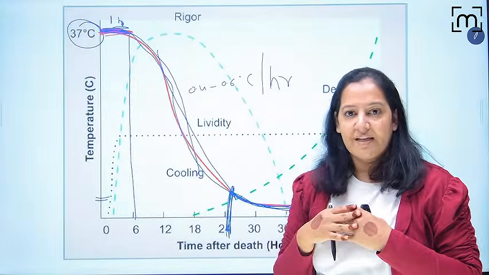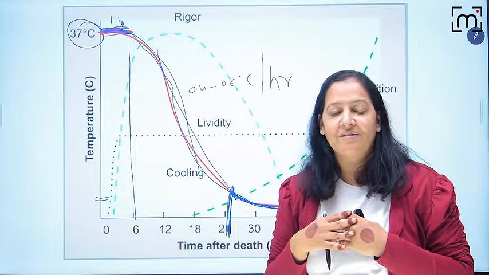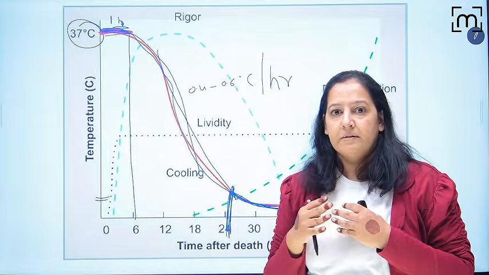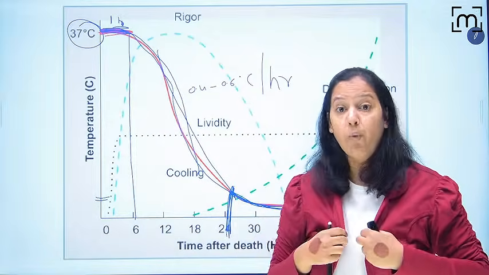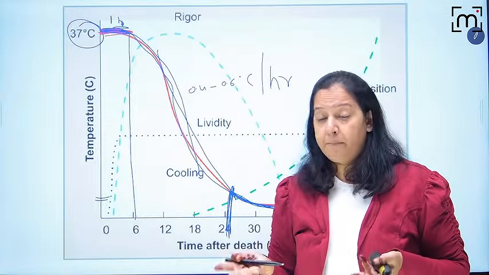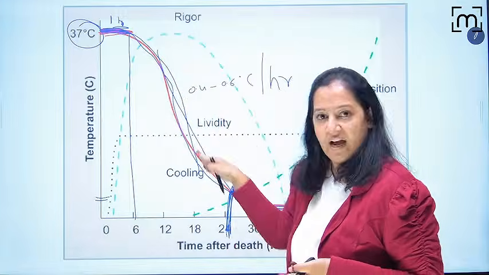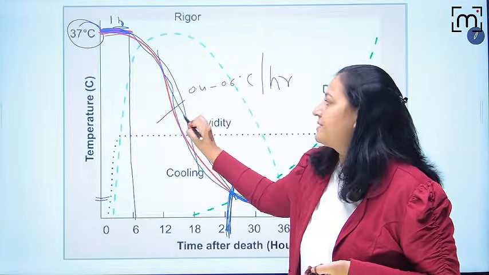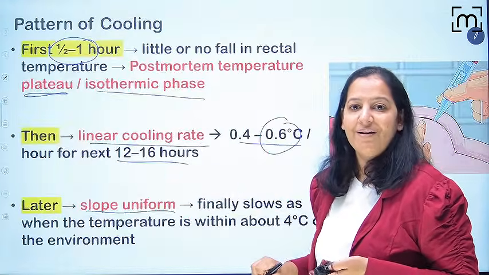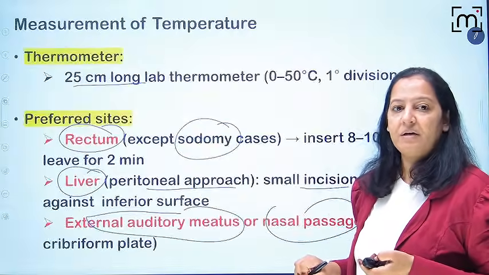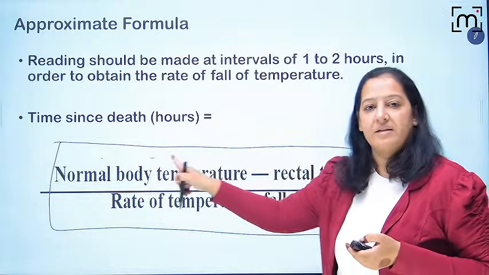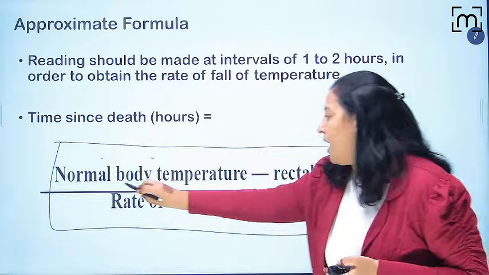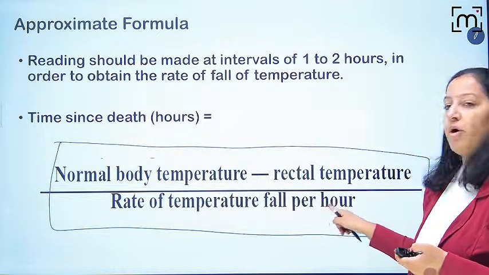Suppose I'm a forensic expert at the scene of crime and there is a dead body. It's a medico-legal case, and the police want to know the approximate time of death. At what time am I measuring the rectal temperature? Maybe it is this time. We don't know, so we will measure the rectal temperature and subtract it from 37 degrees. So 37 degrees Celsius minus rectal temperature, upon the rate of temperature fall per hour.